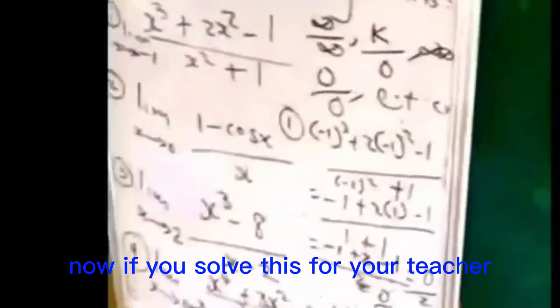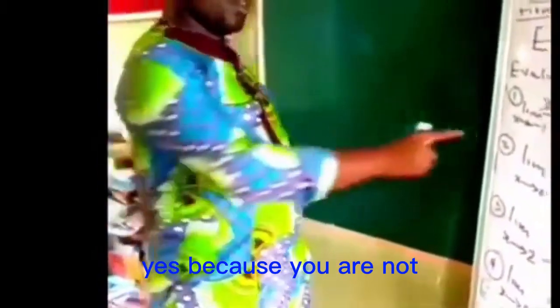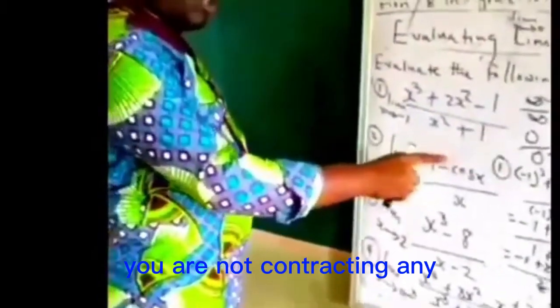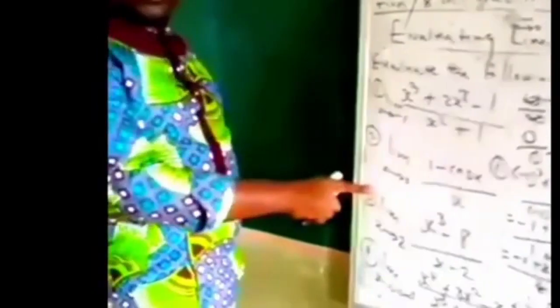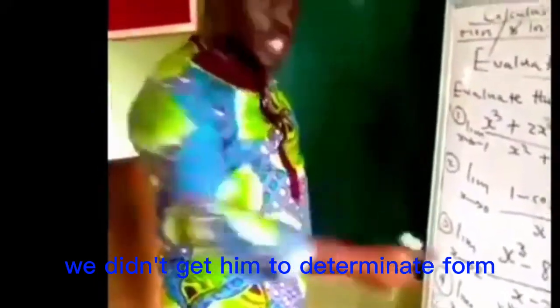The answer is 0. Now, if you solve this for your teacher and your teacher marks it wrongly, that teacher should be arrested. Yes, because you are not contravening any rule. The rule says that you can only avoid this if it will lead you to indeterminate form. We didn't get indeterminate form, so this should be accepted by your teacher. I'm sure you're following. Okay.